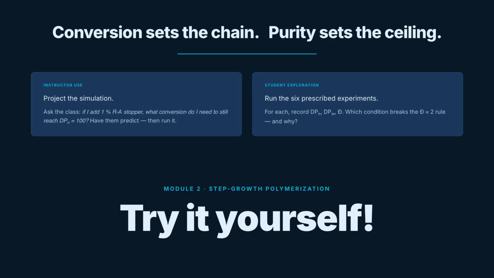For instructors, this module works well as a live prediction, then verify exercise. For students, run the 6 experiments listed in the module and find the conditions that break the dispersity equals 2 rule.